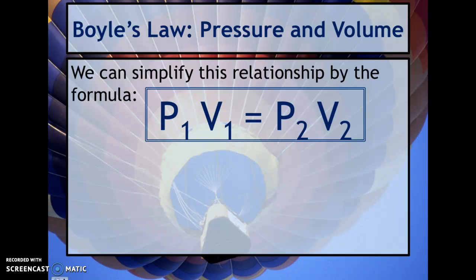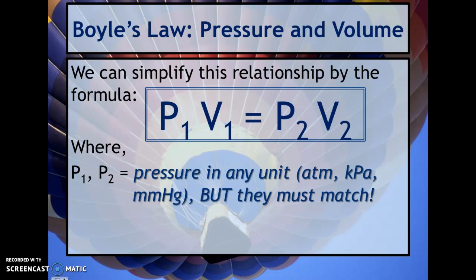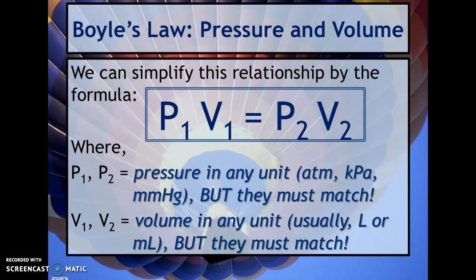P1 and V1 are the pressure and volume before the change. P2 and V2 are the pressure and volume after a change. Where P1 and P2 are pressure in any unit, such as atmospheres, kilopascals, or millimeters of mercury, but they must match. V1 and V2, volume in any unit, usually liters or milliliters, but they must match as well.